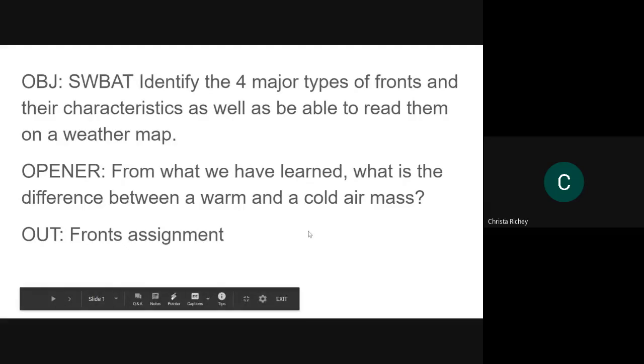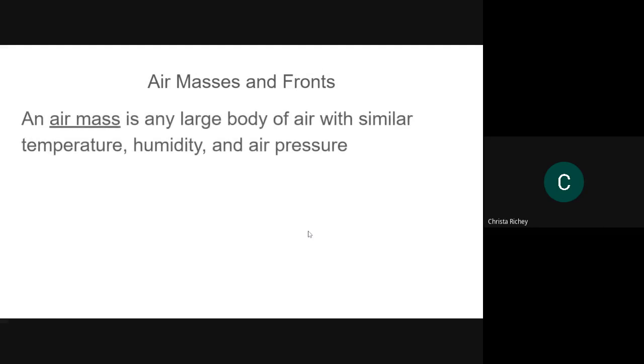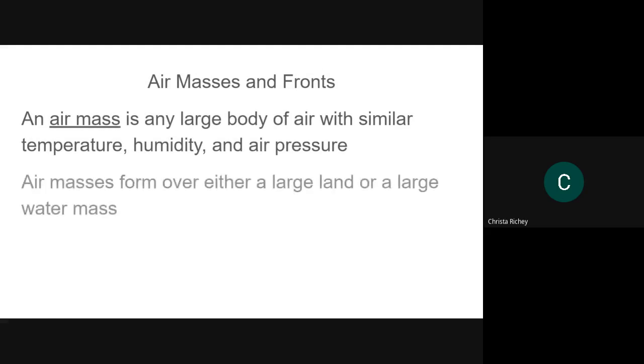There are a couple of images that are already in Canvas on your paper. Unfortunately, the one that's up here is in black and white, but they're in color on the Canvas paper. Okay, so an air mass, they like to use the term parcel. It's a body of air, like a bubble of air that has similar properties. Those properties being the humidity, the temperature, and the pressure.